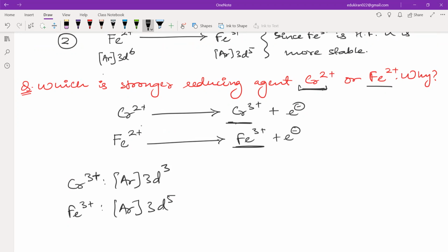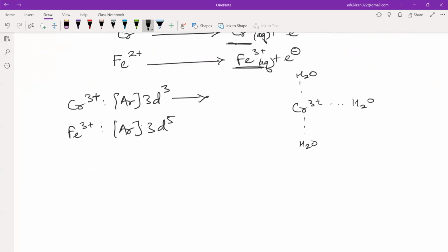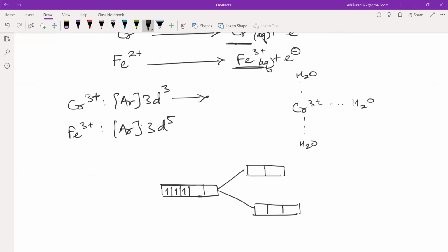The reason is, listen to the reason. When I have this in aqueous solution, the Cr3+ can coordinate with H2O, right? And when it coordinates with H2O, there will be splitting of the d orbital, correct? So we have the 3d, so 1, 2, 3. Then there is splitting like this. And here we have t2g, here we have eg. You remember these things, yes or no?